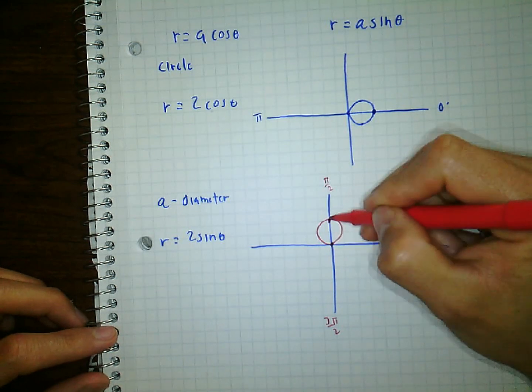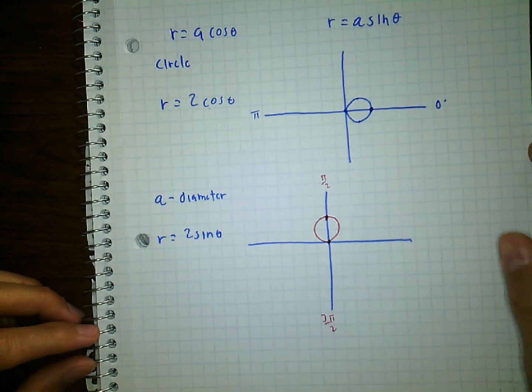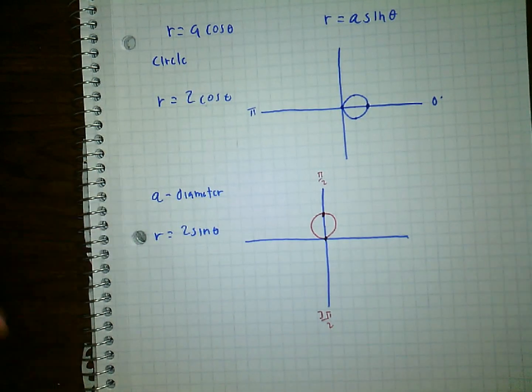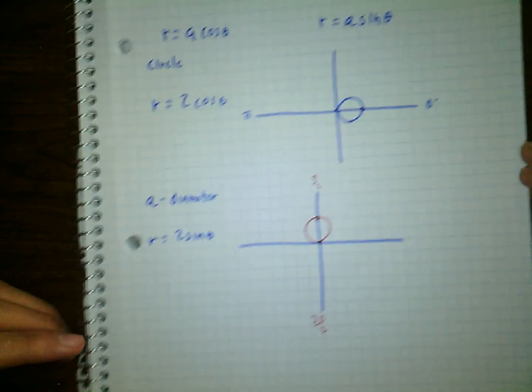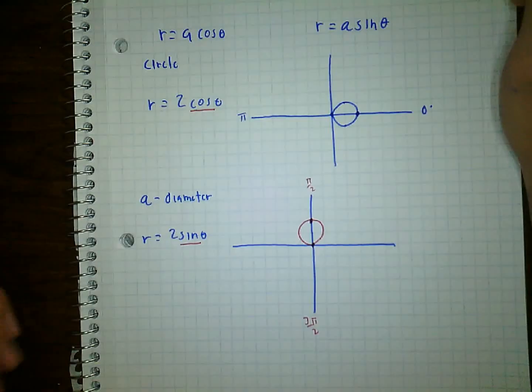So if the diameter is 2 units and the radius is 1, and we call this the center, then we're going to go 1 unit to each side. So once again, we've proved that A is the diameter, so the diameter is 2. But let's take a look at what happened. Here's cosine, and here's sine. Think about the unit circle.